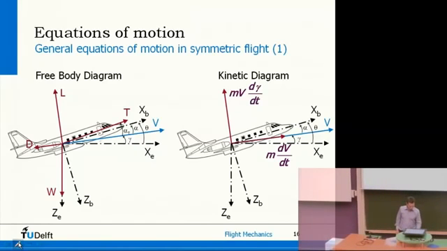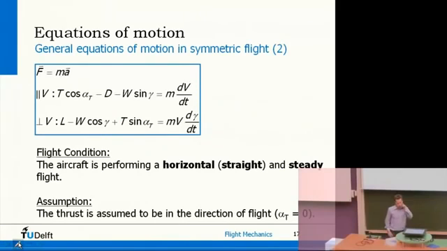So this was a bit quick, but I've already shown it. You have to be able to draw these diagrams and to derive these two equations of motion. If you take the forces parallel to the airspeed and the forces perpendicular to the airspeed, and you equate them to m times the acceleration, then these are the two equations of motion that you end up with.